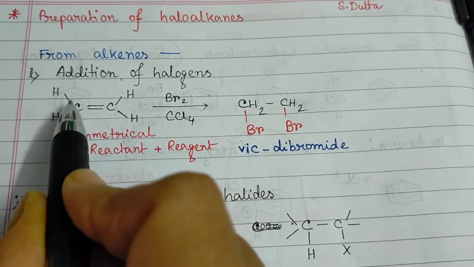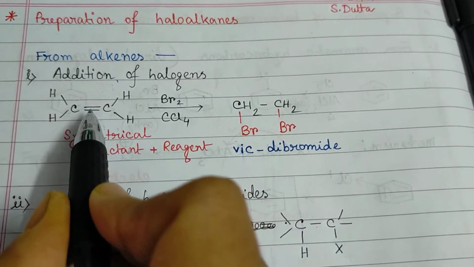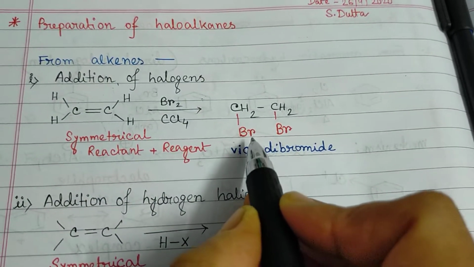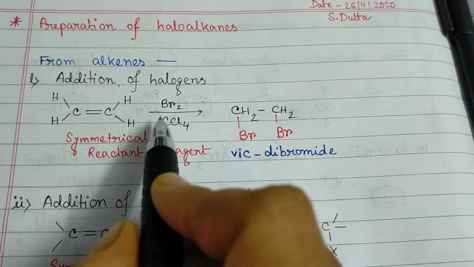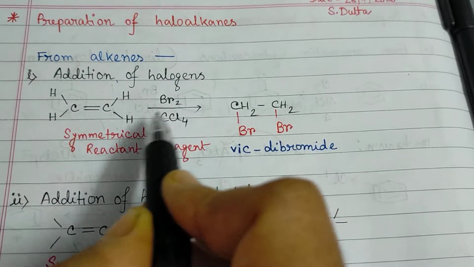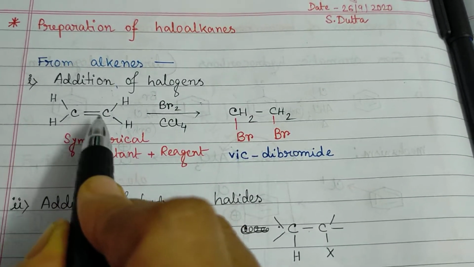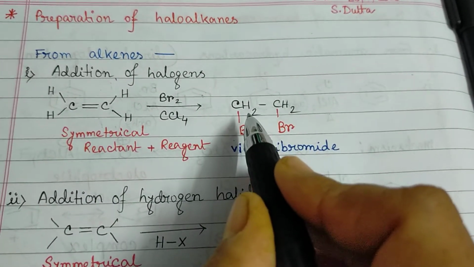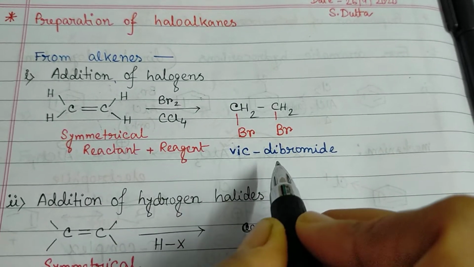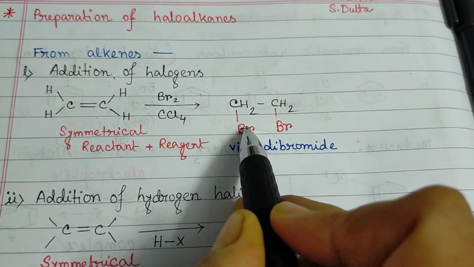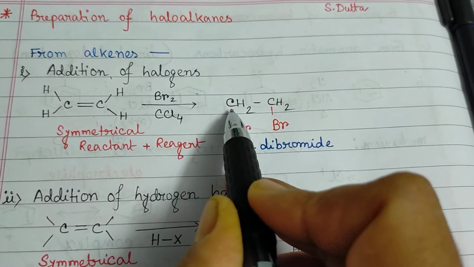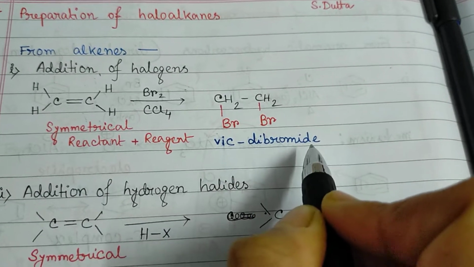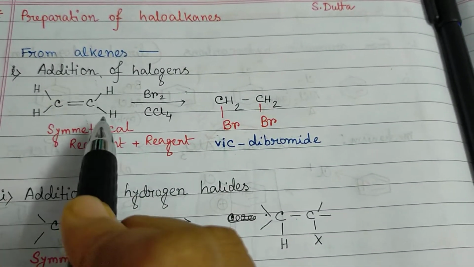The pi electron of this C=C double bond will attack the bromine, and there will be formation of this dibromide. That means the two bromine atoms from the Br2 molecule will add to the double bonded carbons, and hence we can see that this compound will be a vicinal dibromide. That means the two bromine atoms will be on adjacent carbon atoms. So in this way we can form a dihalide from an alkene.